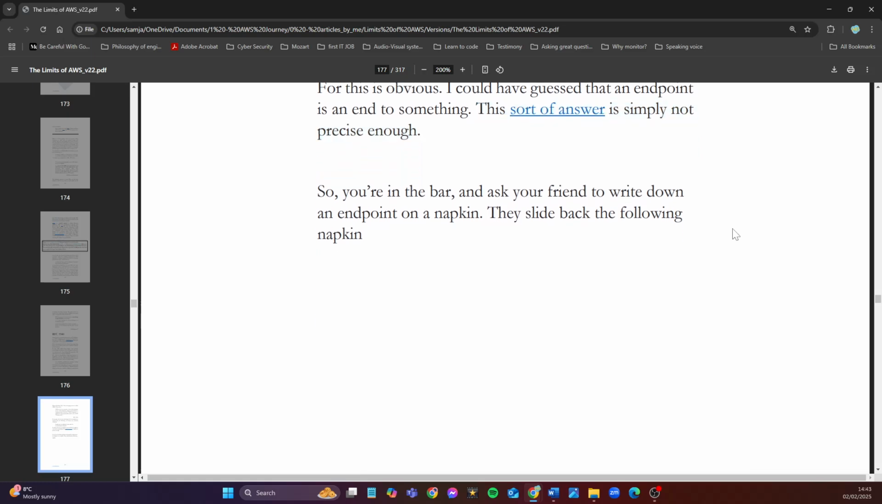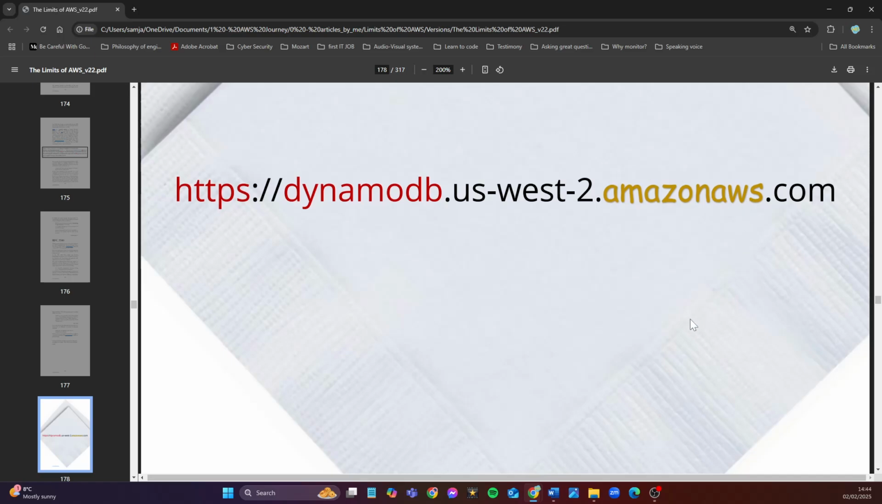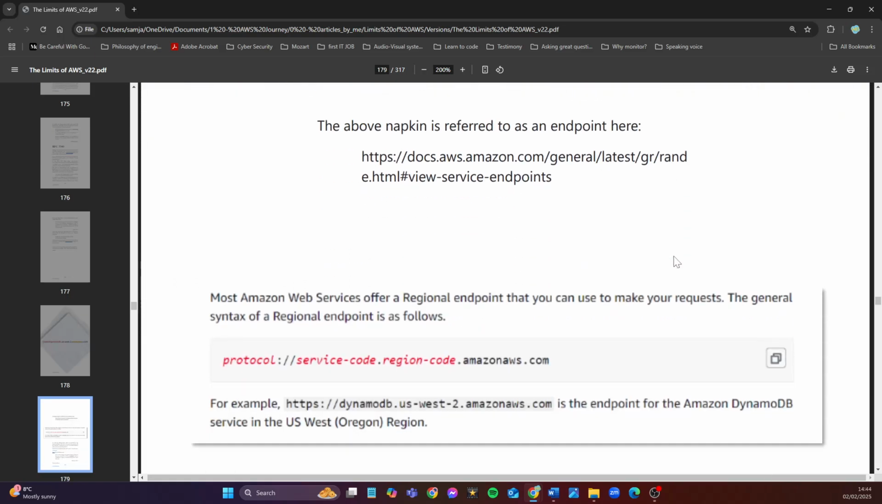So, you're in the bar and you ask your friend to write down an endpoint on a napkin. They slide the following napkin back. Something like this. The above napkin is referred to as an endpoint.